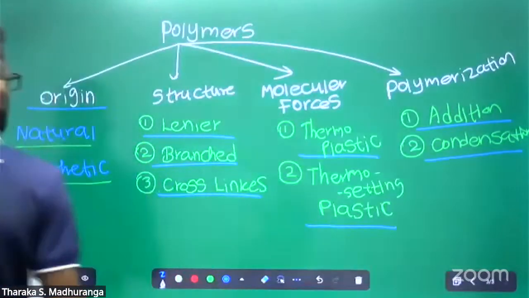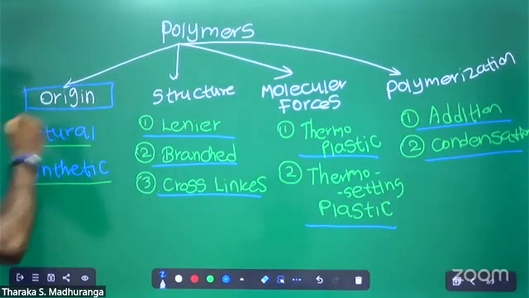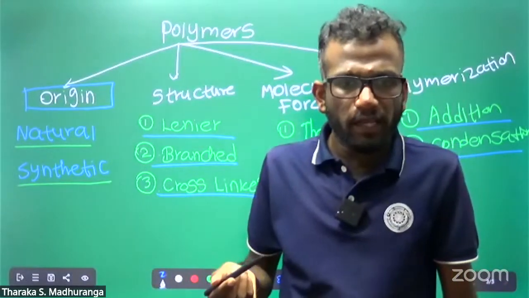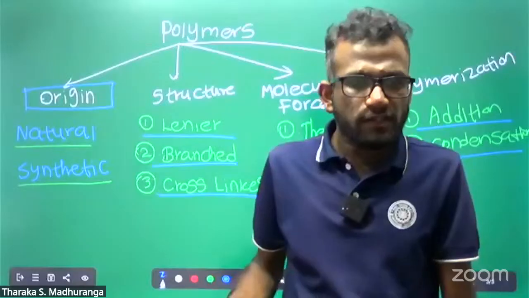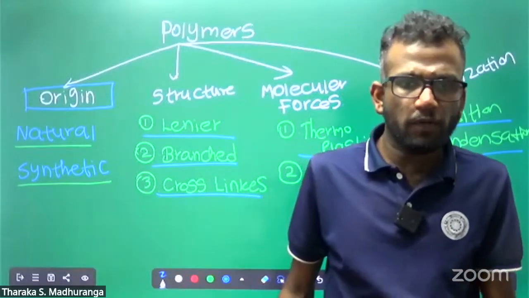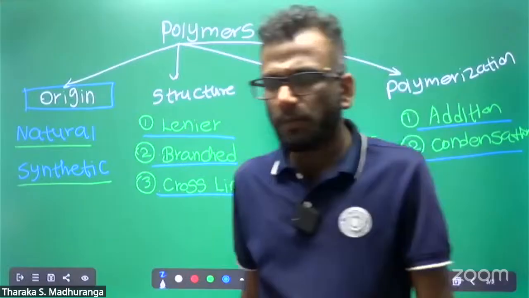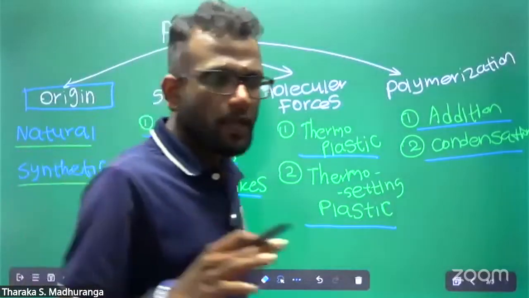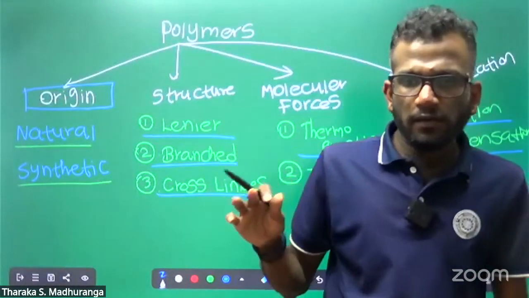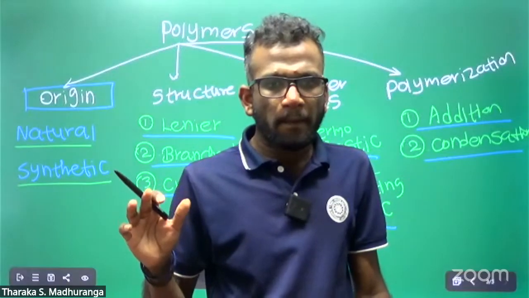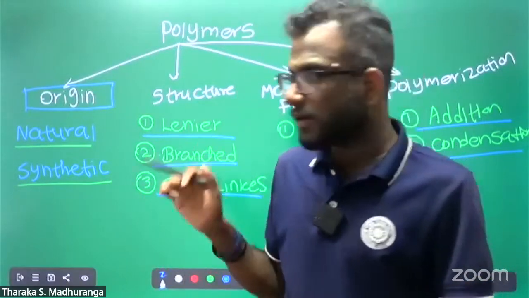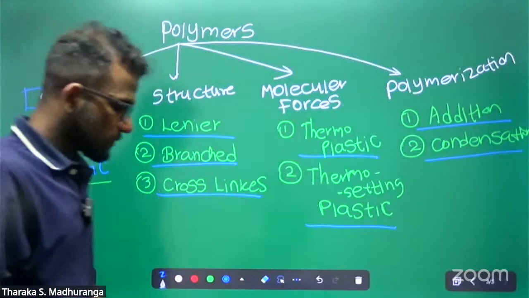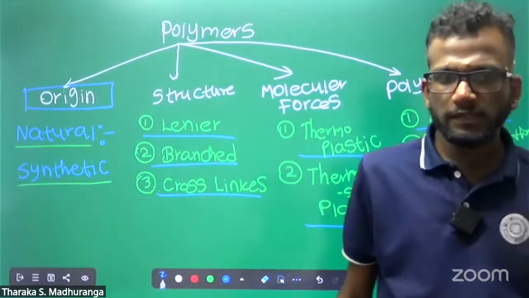Okay, now according to the origin, we can divide polymers into two main types: natural polymers and synthetic, artificial polymers. Can anyone send me answers? What are the examples for natural polymers? Natural polymers, you already know.